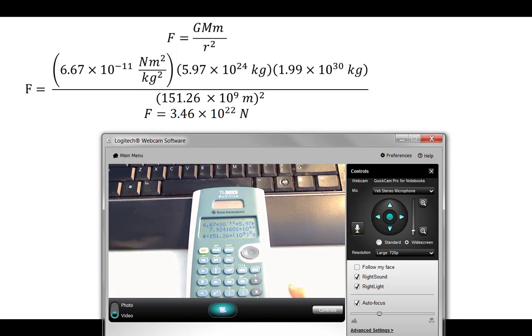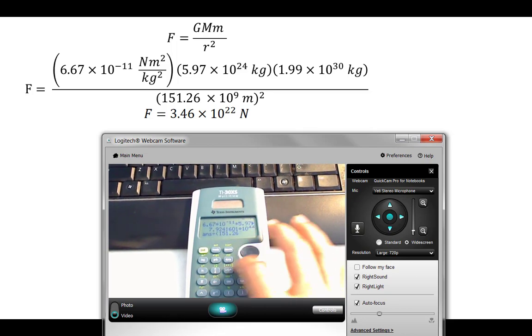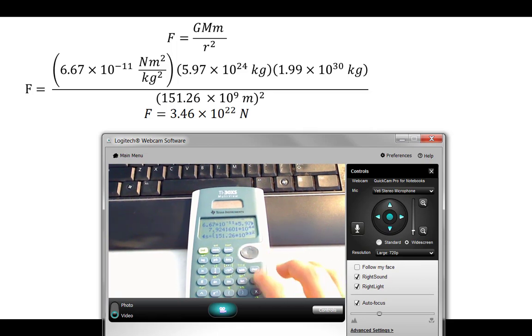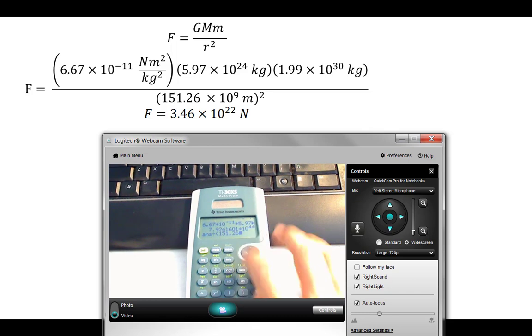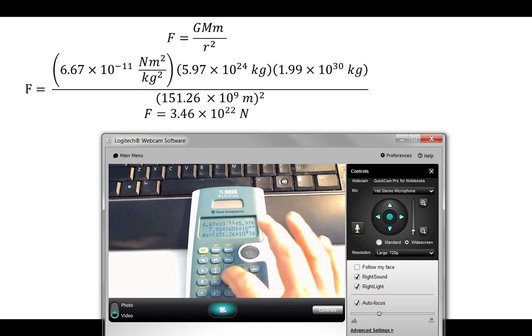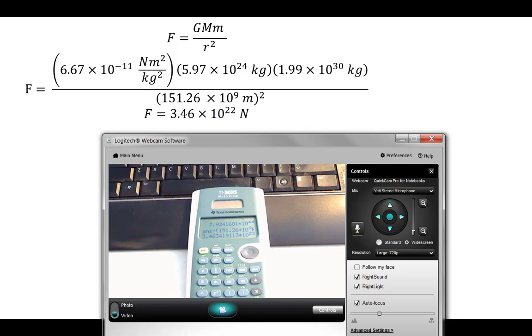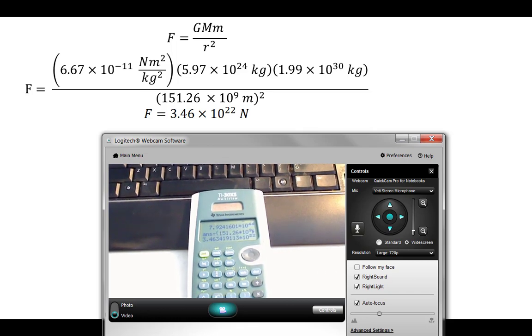That's not what we want. So we have to fix that. So divide, we do need the parentheses. 151.26 times 10 to the 9th squared. Oops, not quite. You can tell this is not my normal calculator. Okay, I forgot to arrow over to make it small, or put it down on the main line again. Now I can hit my square, which is over here, and hit enter. And there's the answer of 3.46 times 10 to the 22nd.